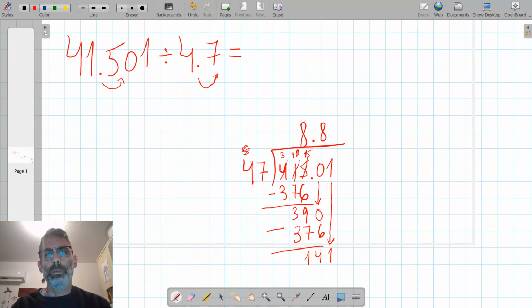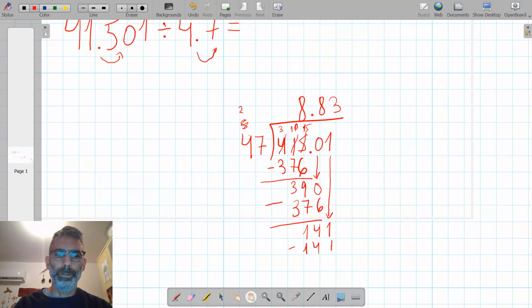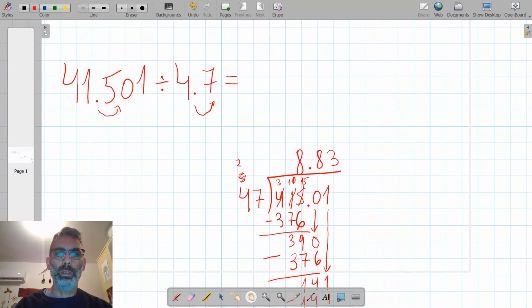3 times 40 is 120, and 3 times 7 is 21, so it's exactly 141. 3 times 7, 21. 3 times 4, 12, plus 2 is 14, so I don't have a remainder there. Okay, so the answer is 8.83.